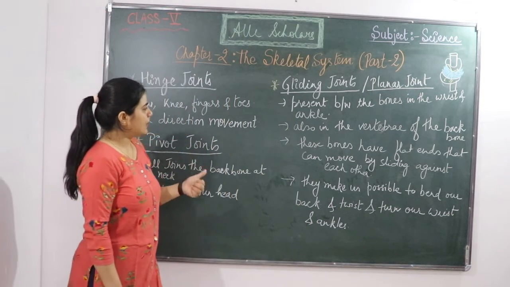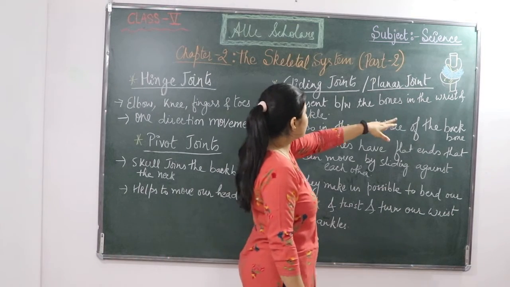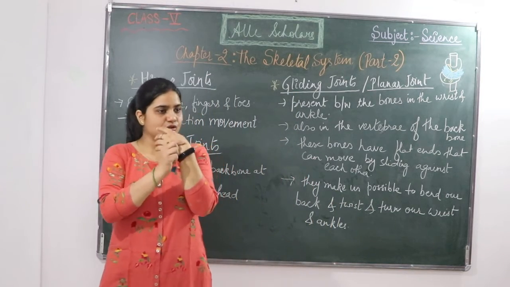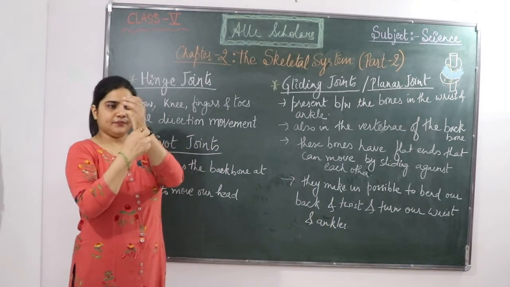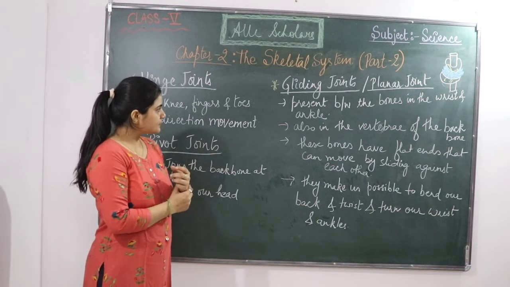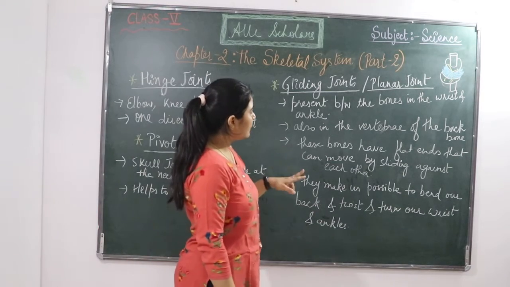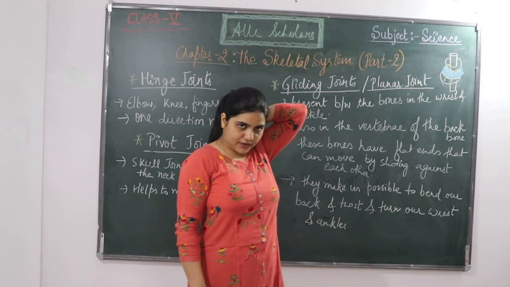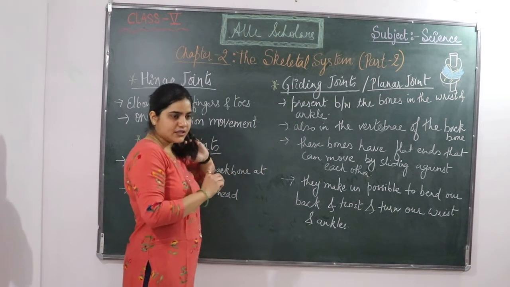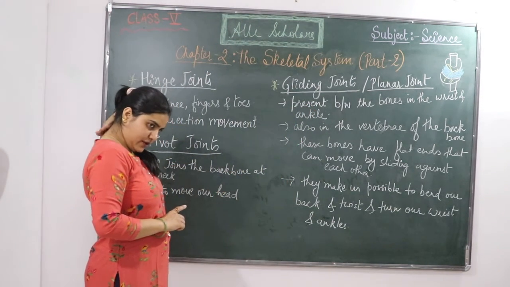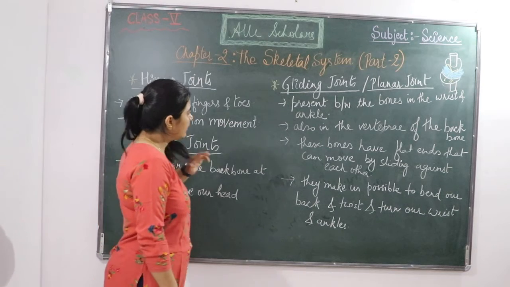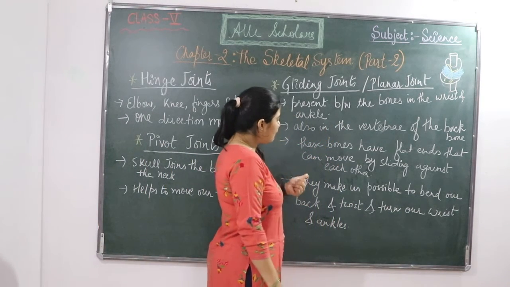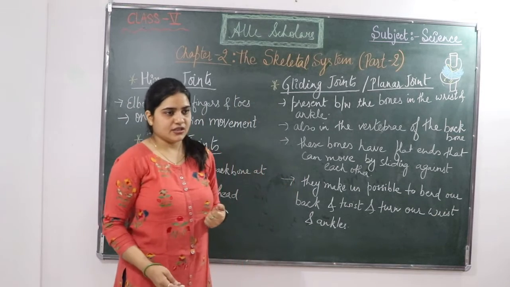So this type of joint is present between the bones in the wrist and ankle. Where is it present? In the bones of the wrist and ankle. Also in the vertebrae of the backbone, which we have read about in the first part. These bones have flat ends that can move by sliding against each other.